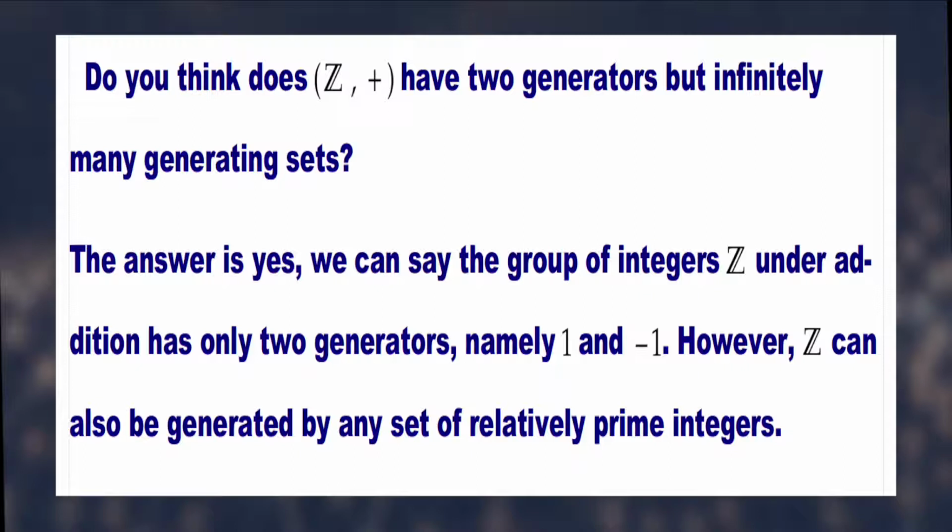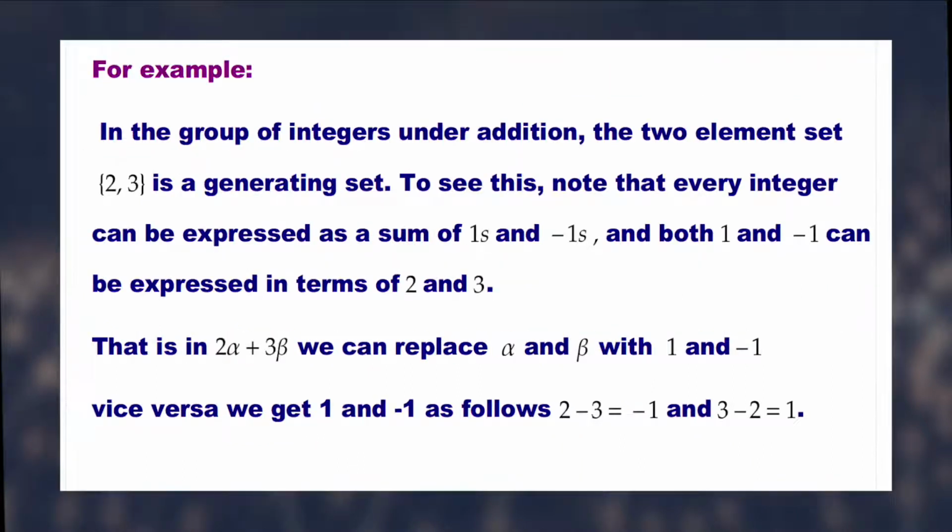The answer is yes. We can say the group of integers Z under addition has only two generators, namely 1 and -1. However, Z can also be generated by any set of relatively prime integers. For example, in the group of integers under addition, the two element set {2, 3} is a generating set. To see this, note that every integer can be expressed as a sum of 1s and -1s, and both 1 and -1 can be expressed in terms of 2 and 3.